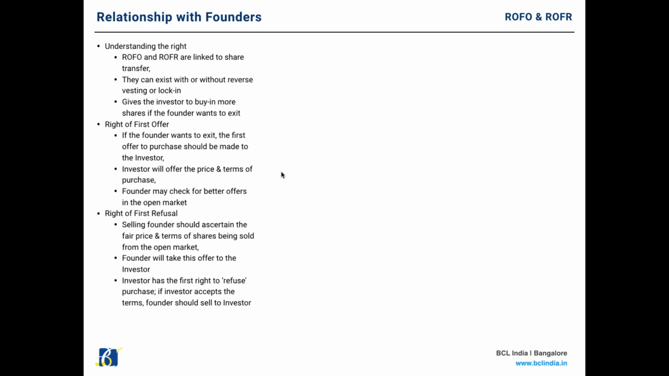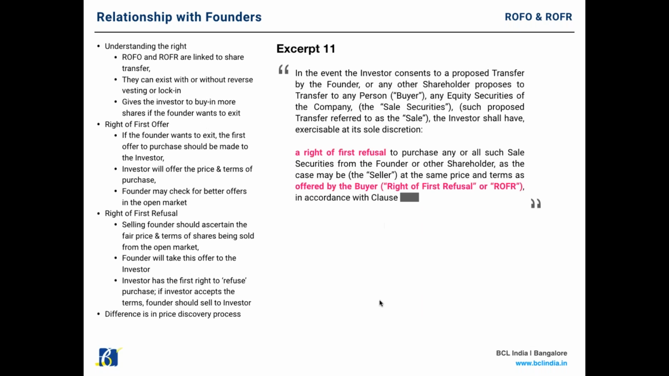Right of first refusal, on the other hand, is a case where the promoter goes to the market, finds the price, and the investor then has the right of first refusal, meaning the investor can refuse to buy those shares, and only then can the promoter go to the outside world and sell. So like I said, the difference is in the price discovery. Under ROFO, it's the investor's duty to give you a price. Under ROFR, it is your duty to go and find out what the price is and come back to the investor.